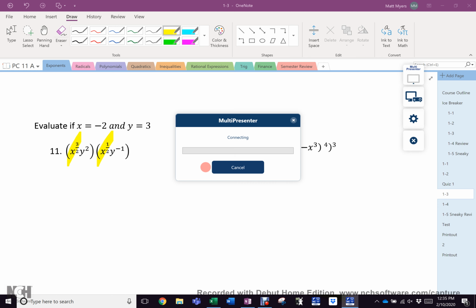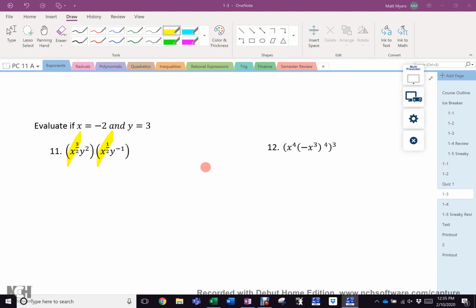What are you going to do with the y's? So what is it? Y to the 1. So now all of a sudden, that disgusting looking expression for 11 is really just what? It's really just x squared y, isn't it?